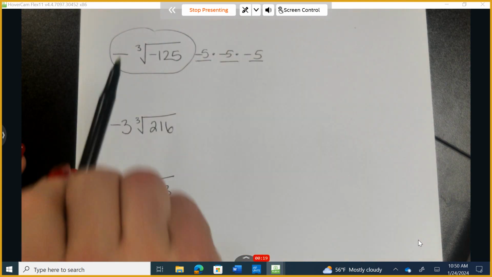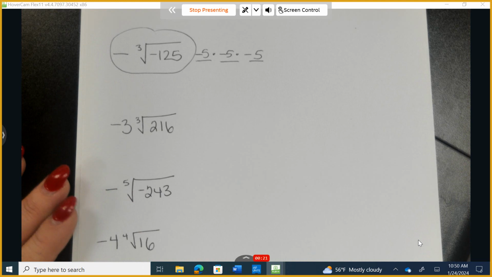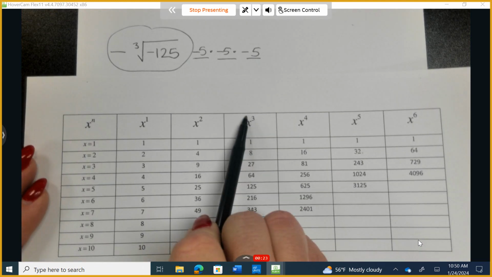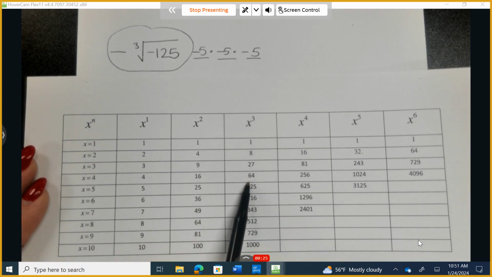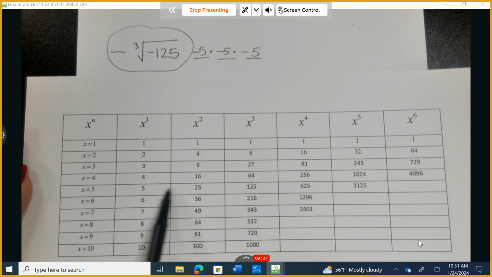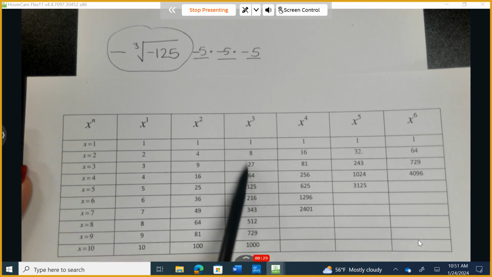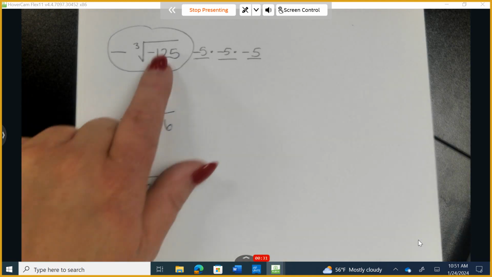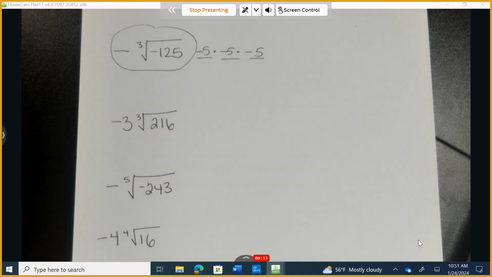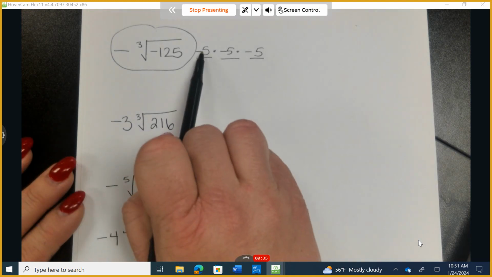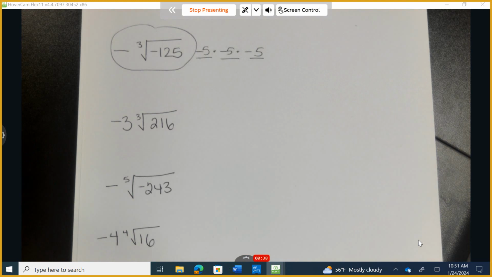So what we're going to do is identify the nth root, which is 3. Then we're going to go into column 3, and I'm going to find 125. And I can see that 5 times 5 times 5, 3 times, is 125. But I don't have a positive 125, it's negative. So I place a negative in front of all 3 values because these have to be the exact same value.